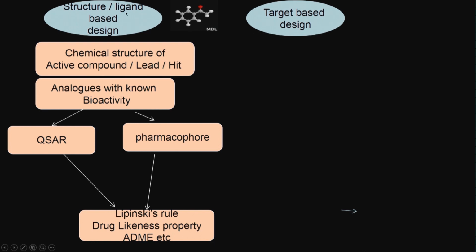One is called the structure or ligand based design. That means based on the drug structure, based on the ligand structure. The other is called the target based design. That means I know the target protein where the drug will go and bind. So I will design molecules based on the target structure. So this is based on the drug structure. That means I do not know any information about my target, whereas this is based on the target three-dimensional active site. Okay, so two different approaches.